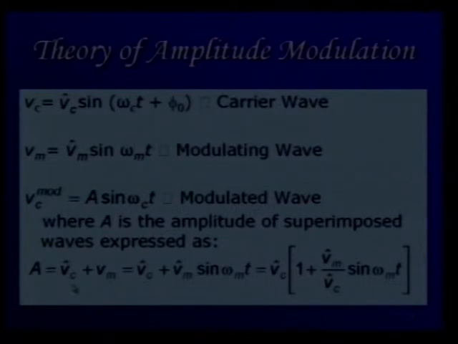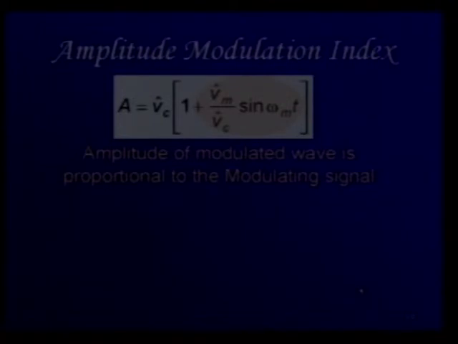Why Vc cap? Because if you remember in the earlier case we said that we are modulating the peak of the carrier wave by our modulating signal. So we are considering here essentially the peak of the carrier signal and superimposed on it the modulating wave, which is nothing but Vc cap plus Vm cap sin omega m t. If I just take Vc cap out, we get 1 plus Vm cap upon Vc cap sin omega m t. Now in this case, the expression for amplitude I have written here again.